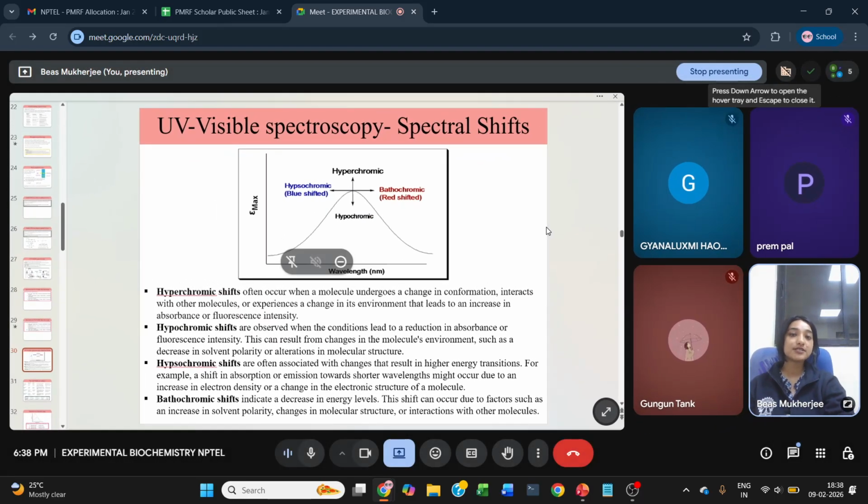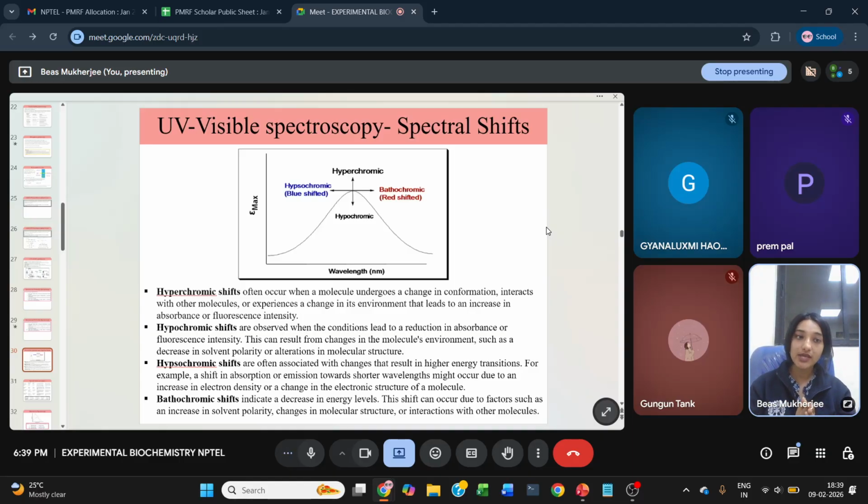Okay. So this is hyperchromic shift. Now there is something called hypochromic shift. What is happening? That means less intensity of absorption is there. Why is that happening? Let's see. Now hypochromic shift is observed when conditions lead to a reduction in absorbance or fluorescence intensity. This can result from changes in the molecule's own environment, such as a decrease in solvent polarity or alterations in the molecular structure. Because of this, there is a reduction in absorbance.